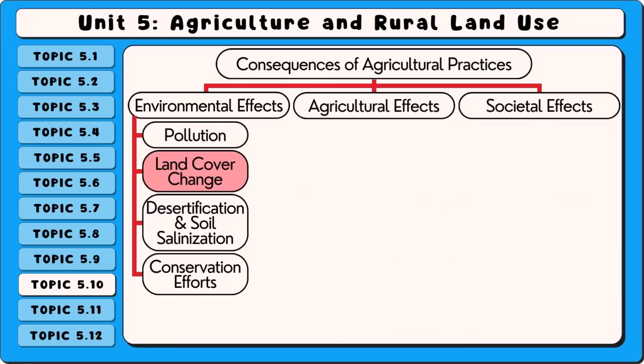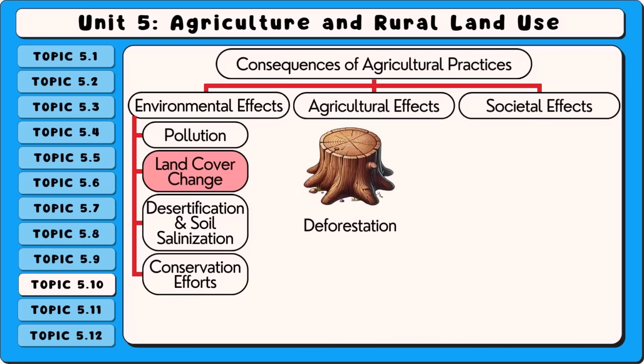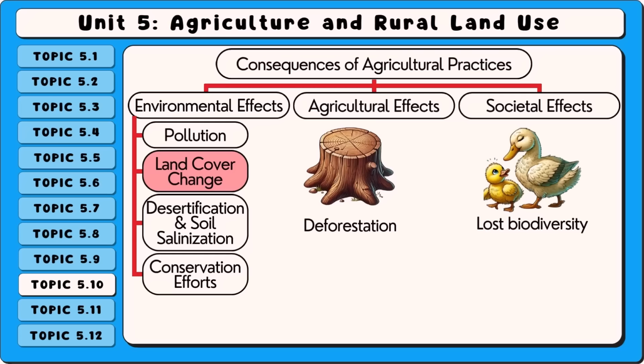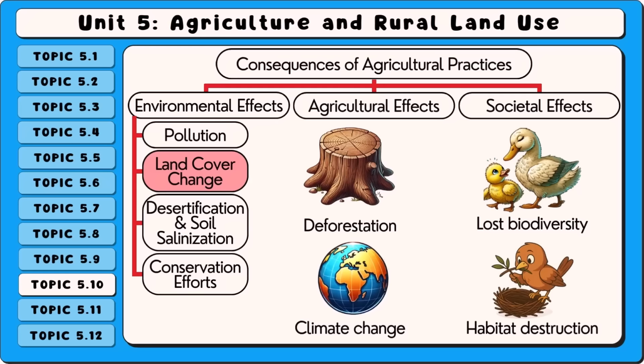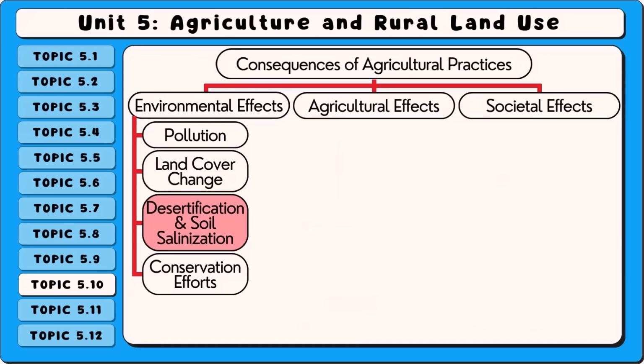The second effect is land cover change, especially through deforestation. As forests are cleared for farmland, especially in tropical regions, biodiversity is lost, and the land's ability to absorb carbon decreases. This contributes to climate change and habitat destruction. The third effect is desertification and soil salinization.